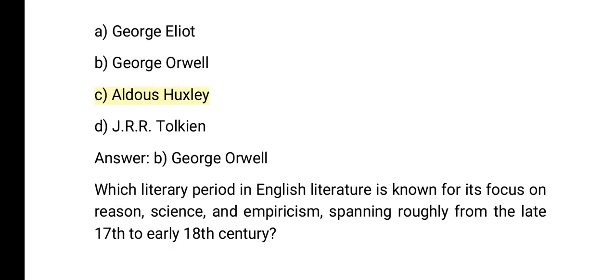Who wrote the novel, 1984, which explores themes of totalitarianism and surveillance? A. George Eliot. B. George Orwell. C. Aldous Huxley. D. J.R.R. Tolkien. Answer: B. George Orwell.